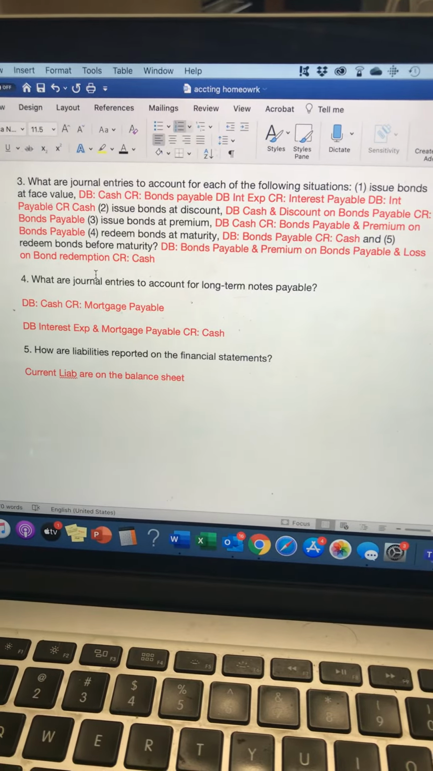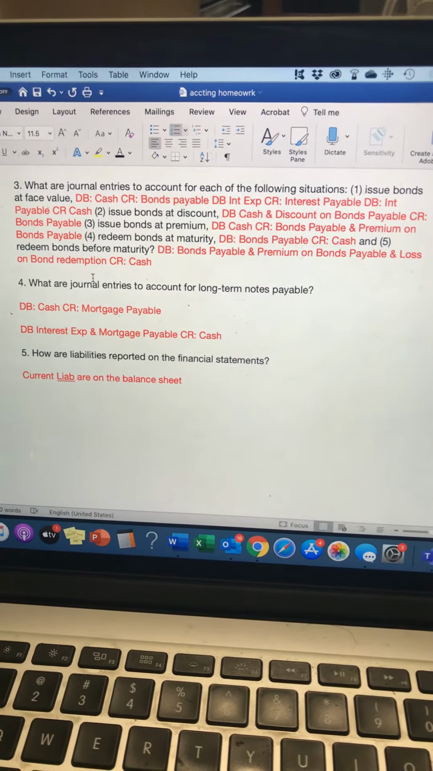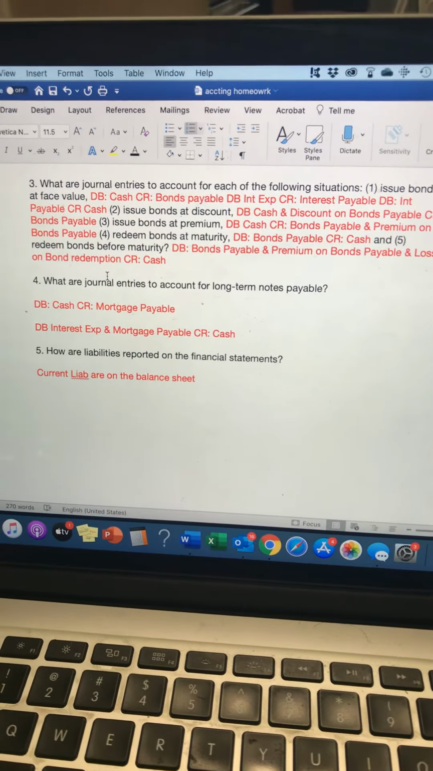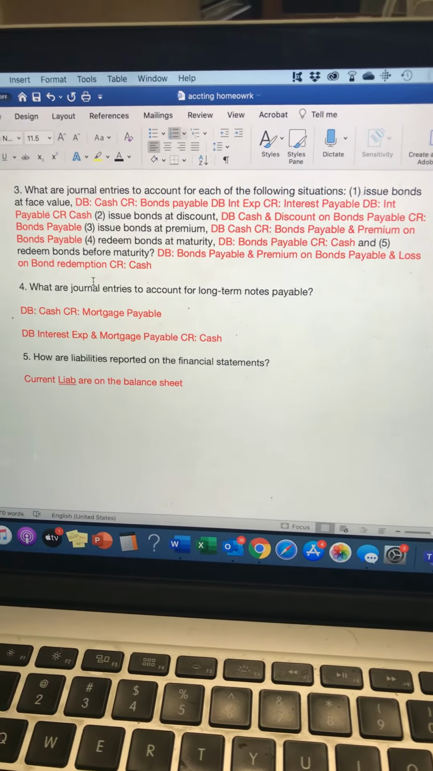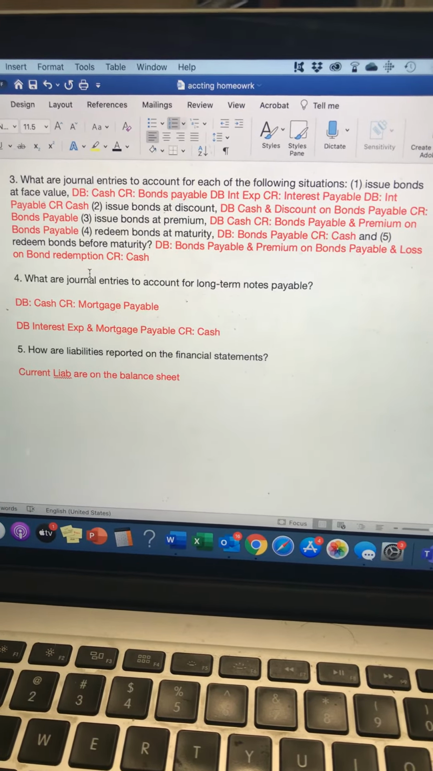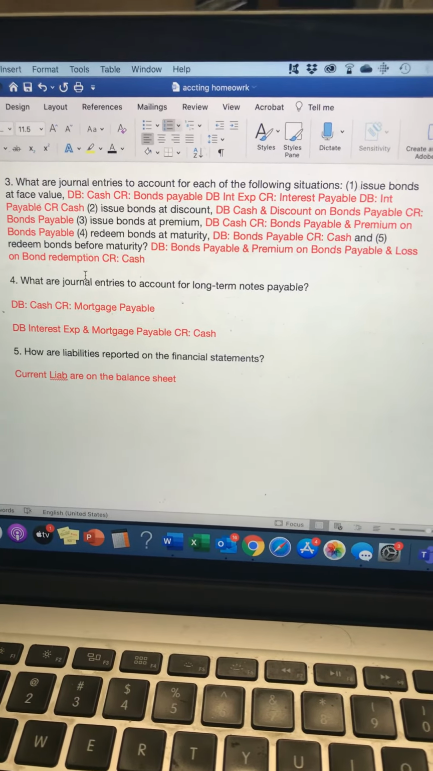The journal entries to account for long-term notes payable are: debit cash, credit mortgage payable, then debit interest expense and mortgage payable, and then credit cash. So liabilities are reported on the balance sheet under current liabilities at the top of the balance sheet.